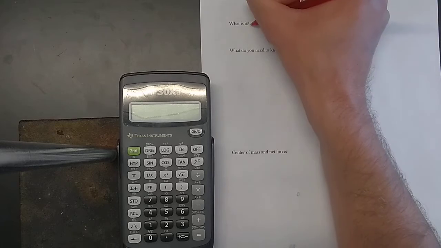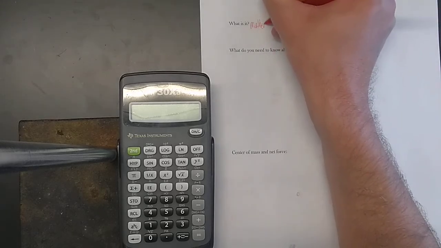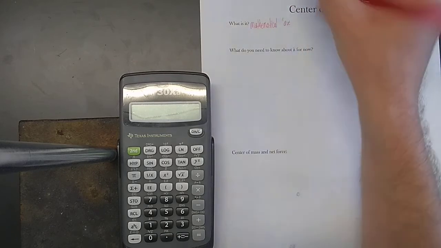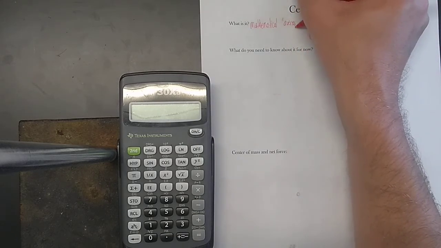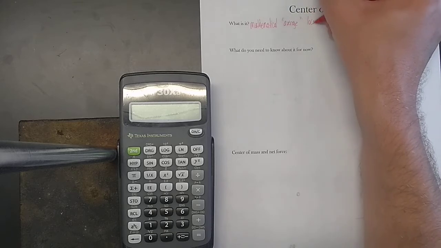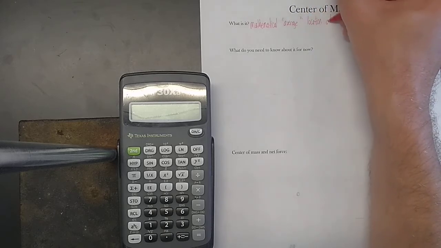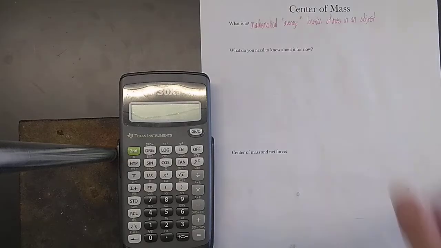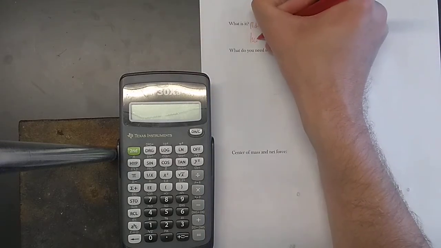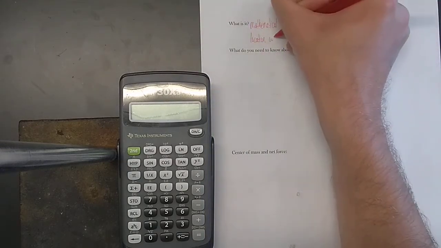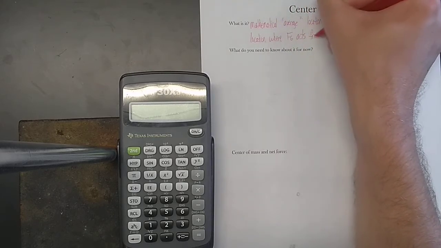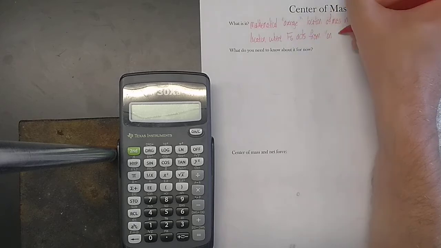What is it? Center of mass is what I like to call the mathematical average location of mass in an object. Okay? Another way to think about it is the location where Fg acts from on average.